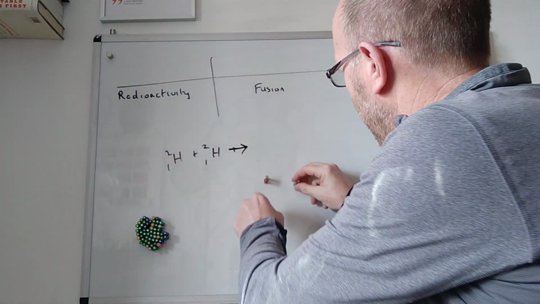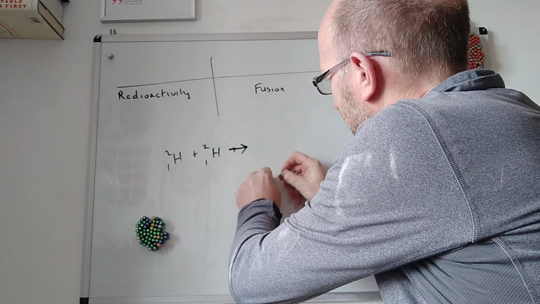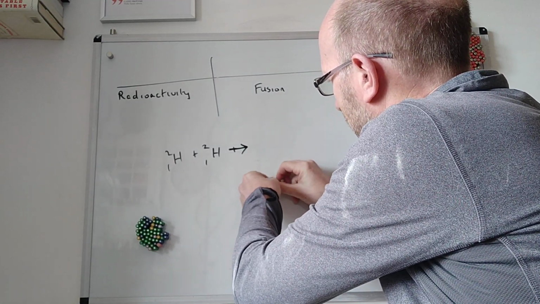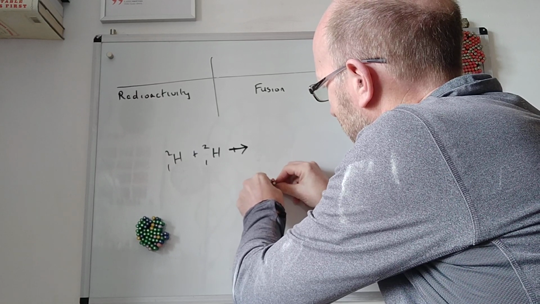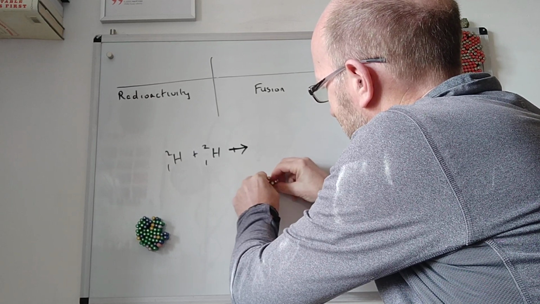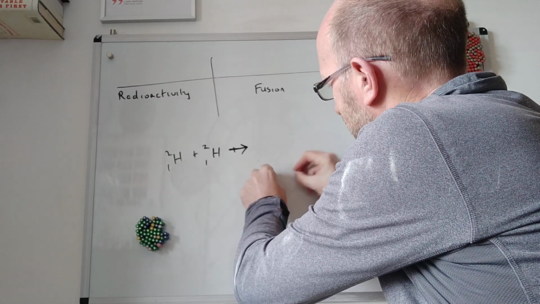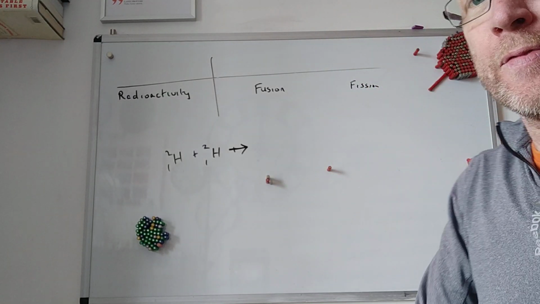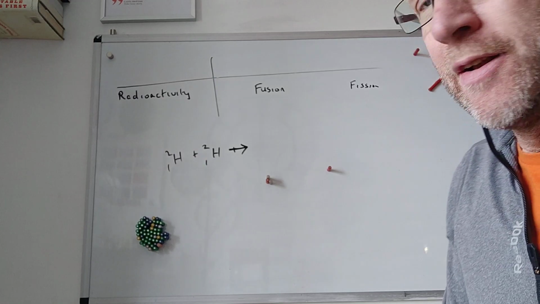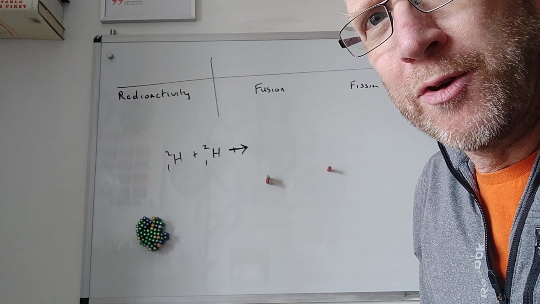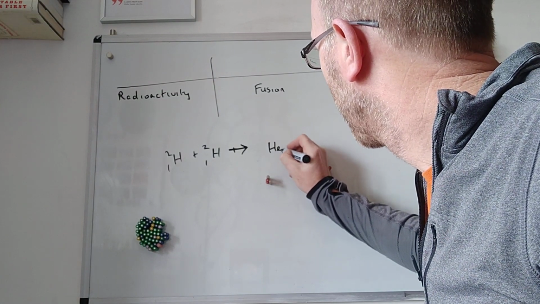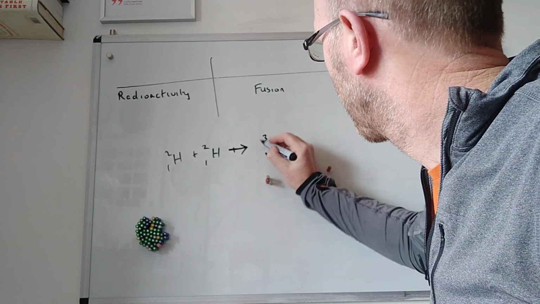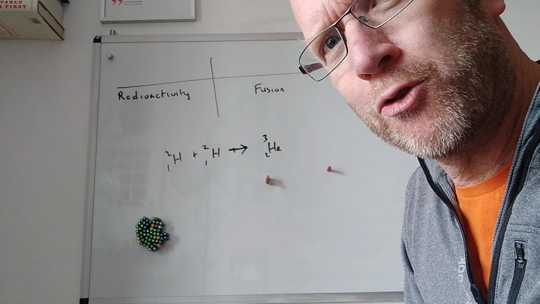So you hammer them together, and what eventually happens is you end up with a neutron and a helium nucleus. It's a helium nucleus because you have 2 protons. It has 1 neutron, so it's 2, 3. And so we wrote down 2, 4 for that.